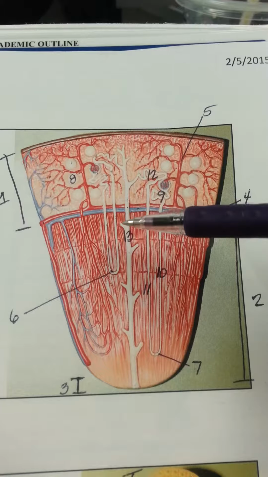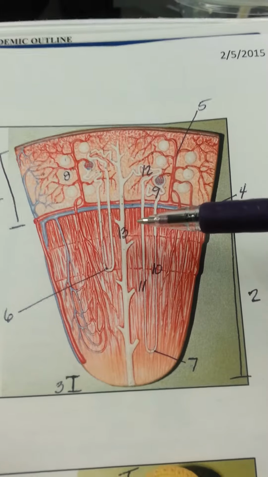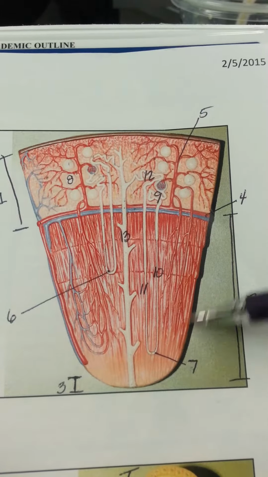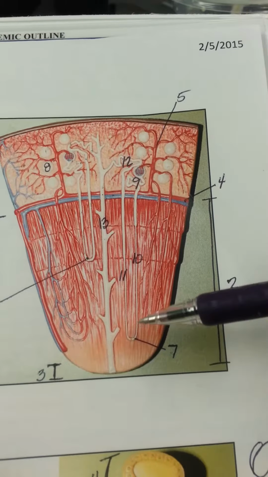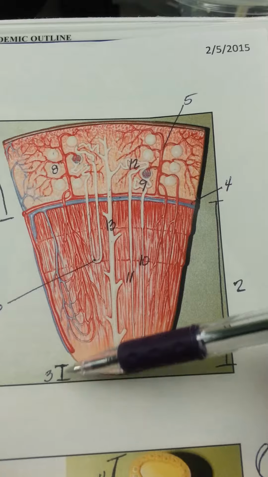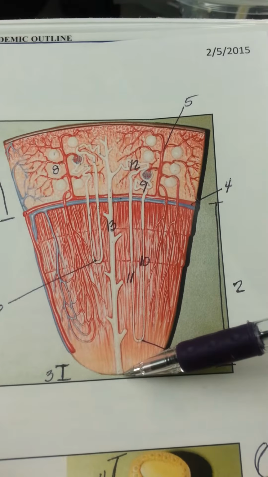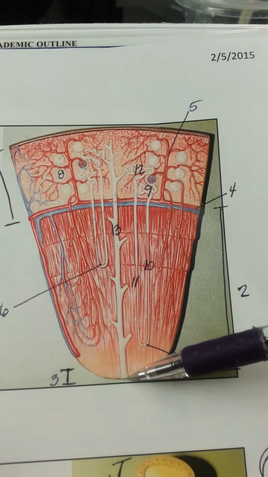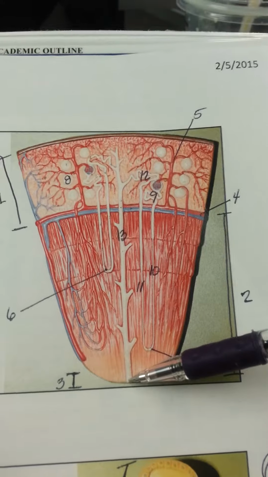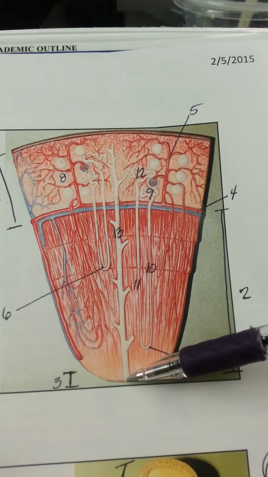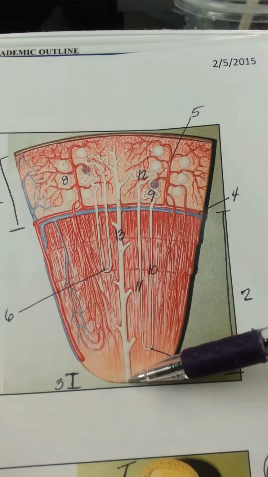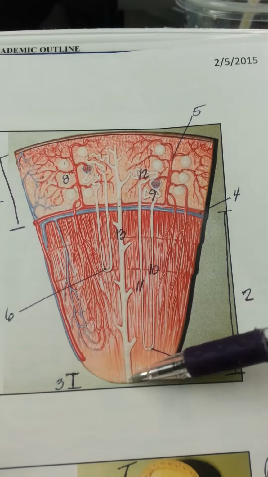Okay, now we're going to go a little bit deeper. The renal pyramid, like I said, is this region right here, number 2. Number 3 right here is the papilla, the renal papilla, which is known as the nipple. Arcuate artery and vein, I showed you. Cortical radiate artery and vein, I showed you.